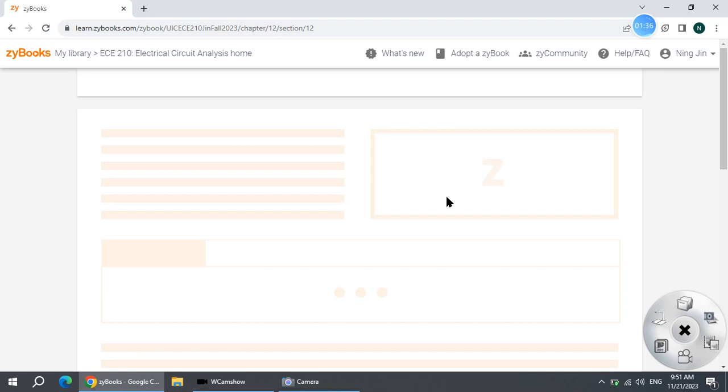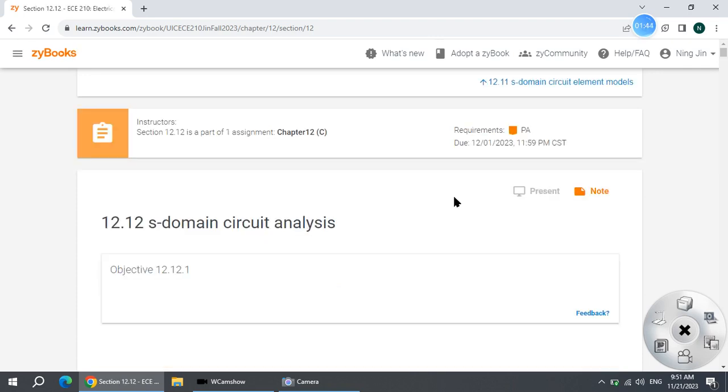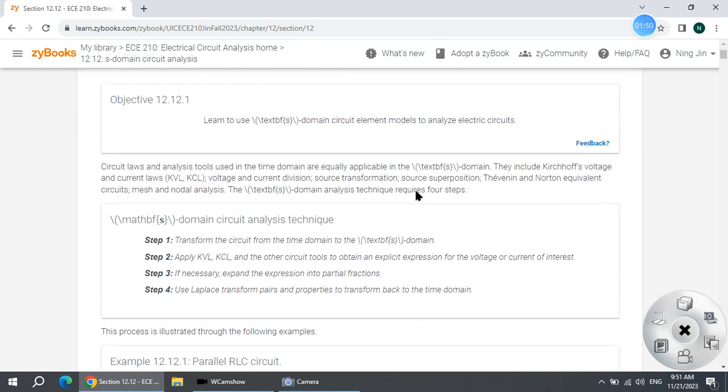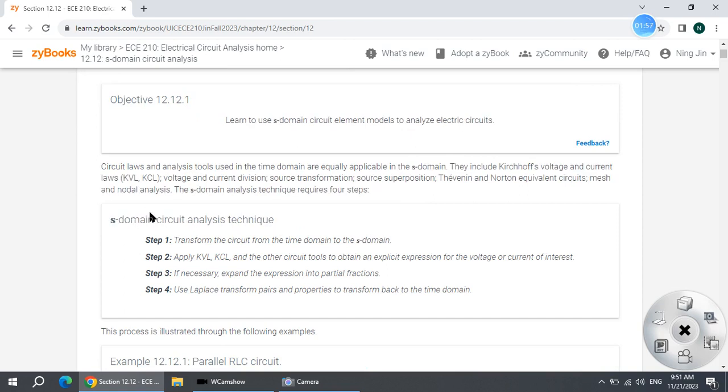Slow. Quite slow. Sorry, the internet. Okay, S-domain circuit analysis. Why is it writing this way? Oh, it's displayed.